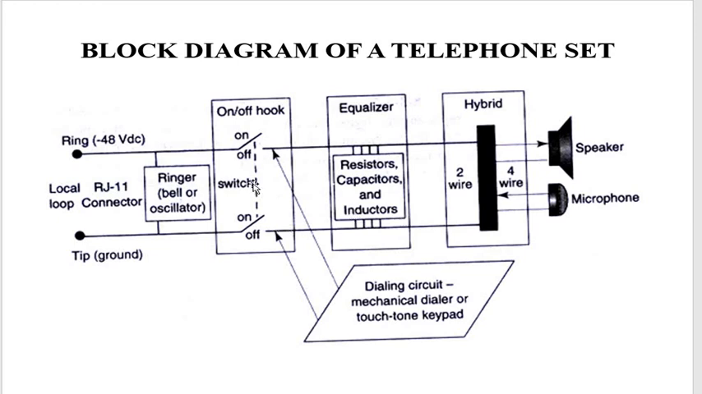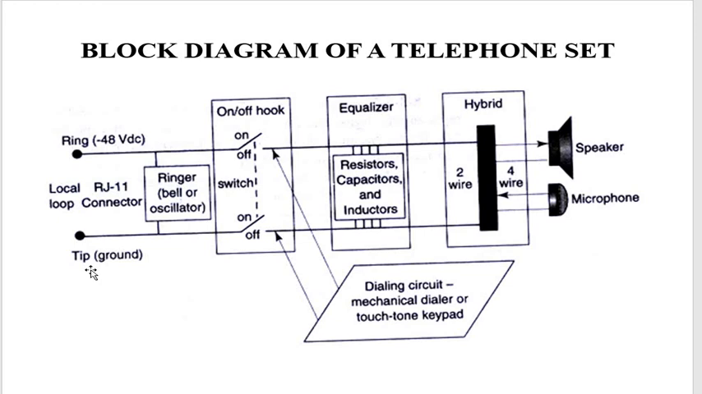The first block related to the telephone set is the ringer circuit. As I have already explained, your telephone set includes two main wires, one is the ring and the other is the tip. Basically, minus 48 volt DC is the voltage needed for operation of the standard telephones.